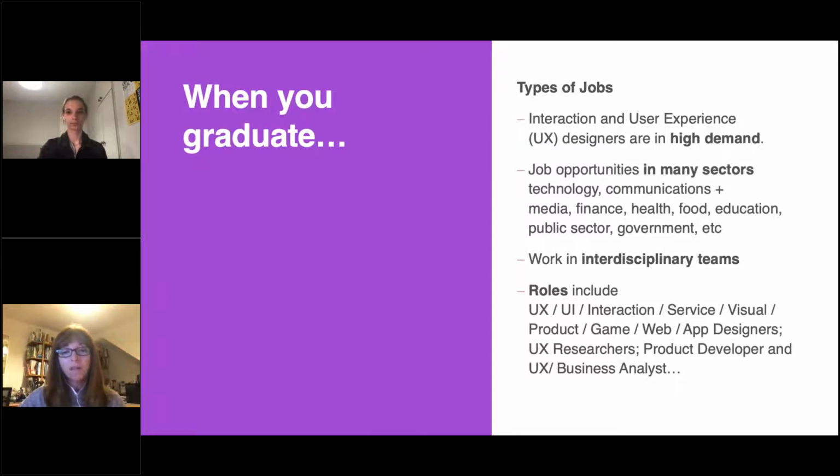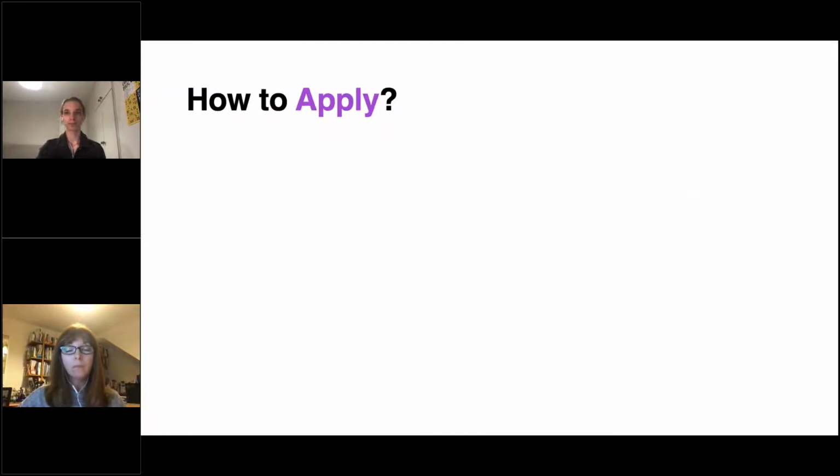So again, there's lots of roles, and people can segue into different flavors of interaction and user experience design. So you might be a service designer, a product designer, a visual designer, a game designer, you might move into the area of research maybe, or business analyst. So there's lots of different avenues depending on what you choose to focus on.